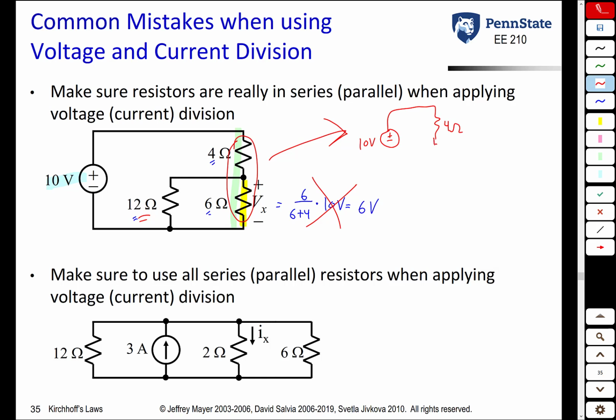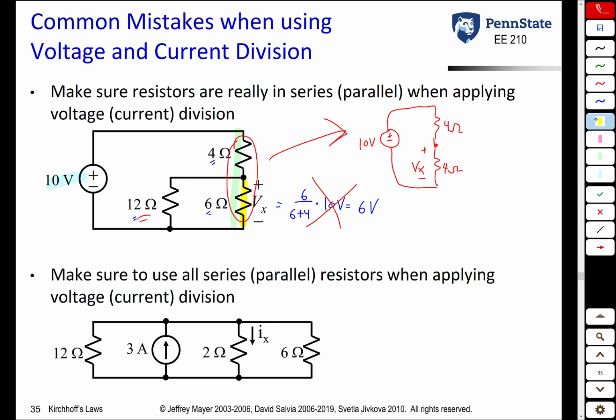Keep the 4 ohm resistor here. Now, the 6 ohm and 12 ohm in parallel. Remember, R in parallel with R over 2 is R over 3. This becomes another 4 ohm resistance here. So now, the simplified circuit looks like this.